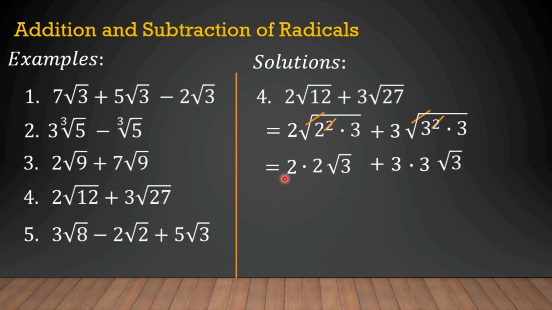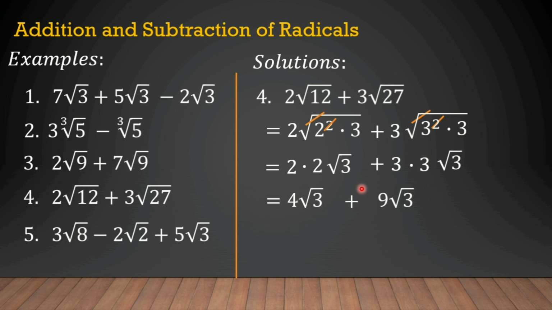So, sunod, kunin natin yung product muna ng mga numerical coefficient. So, 2 times 2 is equal to 4. Then, bring down the square root of 3, plus 3 times 3 is equal to 9, then the square root of 3. So, dito, makikita ninyo, magkatulad na yung kanilang radicals. So, same index na sila, same radicands na sila. In short, similar radicals na sila.